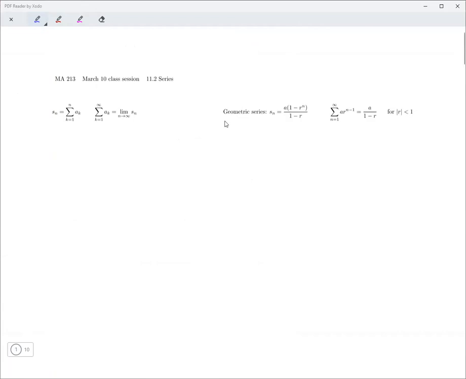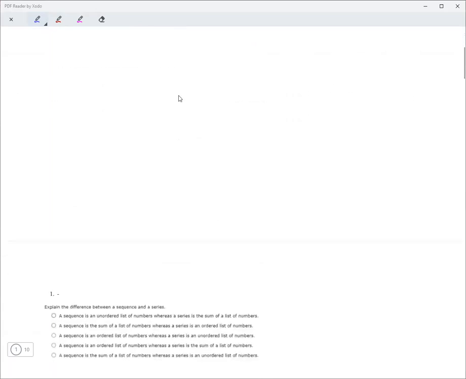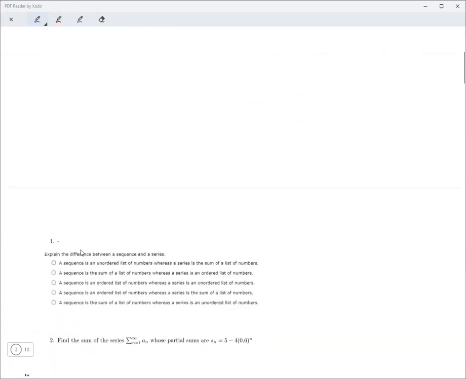Okay, so today we're going to switch to series, and series is where you add up a sequence. That's sort of what you're doing, or that's what you think of it as, at least. And we could look at exercise number 1 first, and then we'll try to explain some more things. So let's see. Explain the difference between a sequence and a series.